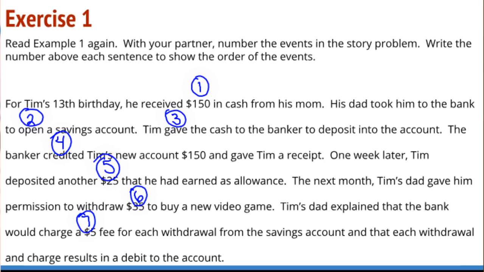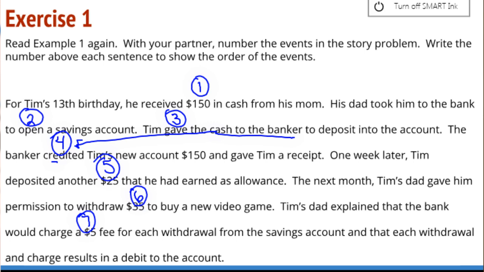So I'm seeing kind of 7 main events in here. Some of them are kind of duplicates of each other. You'll notice that he was giving the cash to the banker, and then right here I see the banker credited. Well, these two things basically go together, so I combined them to make one event.